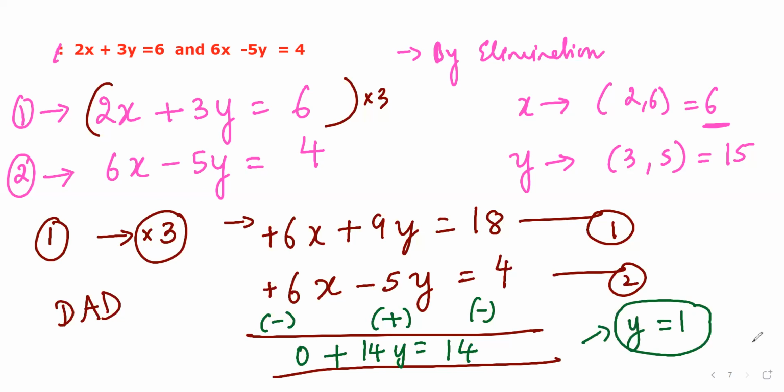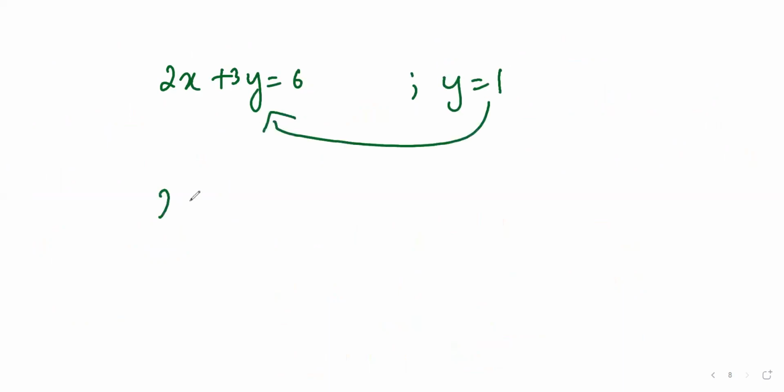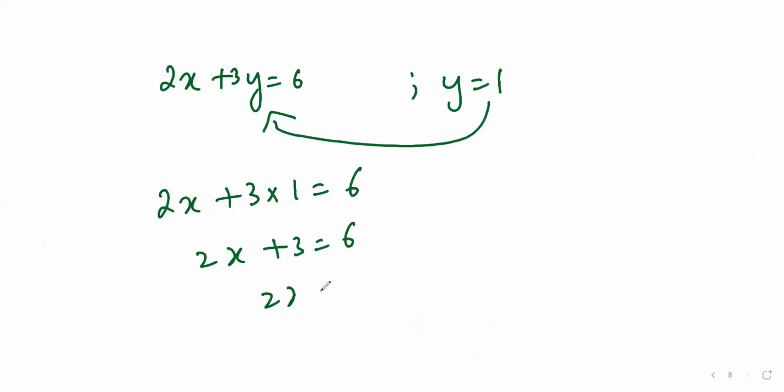So now you can go back to your equation 1 or equation 2. I'll go back to equation 1 itself. It's smaller, right? 2x plus 3y is equal to 6. And we have got y is equal to 1, isn't it? So put that y value here. 2x plus 3 into 1 is equal to 6. 2x plus 3 is equal to 6. So 2x is equal to 3, or x is equal to 3 upon 2, or 1.5.